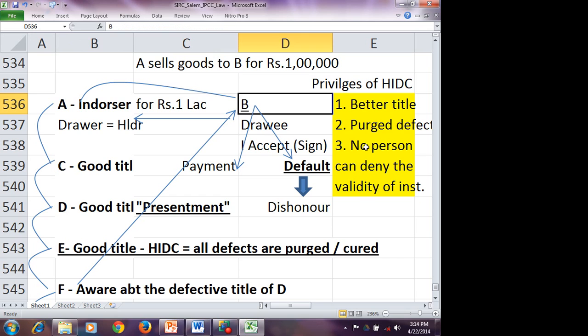So, nobody can question the original validity of the instrument. Further, prior parties could be held liable. And in fact, all prior parties could be held liable. Upon the failure of the instrument by the person who is primarily liable on the instrument, every prior party could be held liable on the instrument. All prior parties could be made liable to a holder in due course.